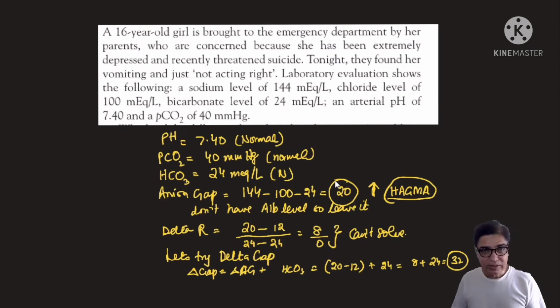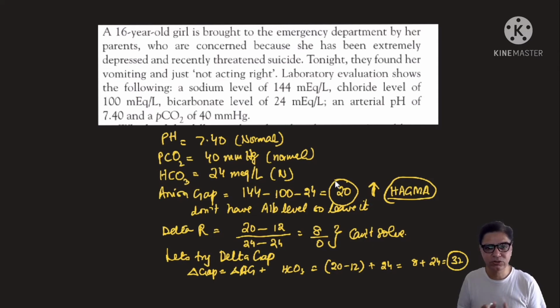Going on to another example, this 16-year-old girl is brought to the emergency department by her parents, and they are concerned because she recently has been very depressed. She is known to the CAMHS, and she has recently threatened to commit suicide. Now, tonight they have found out that she has been vomiting and she doesn't look fine. I mean, she's been acting very strange. So she's brought in. Obviously, you pass an IV line, you do the blood gas.